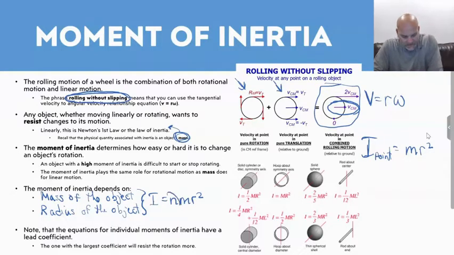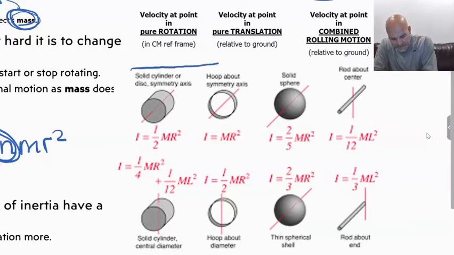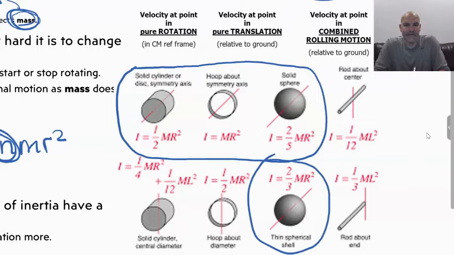The easy way to look at it is to notice this n value. The object with the greater n value, this coefficient, is the one that will have the highest inertia, the one that resists that motion most. Here are some common moments of inertia. For AP Physics 1, you have to worry about these three up here, and then the one down here at the bottom.